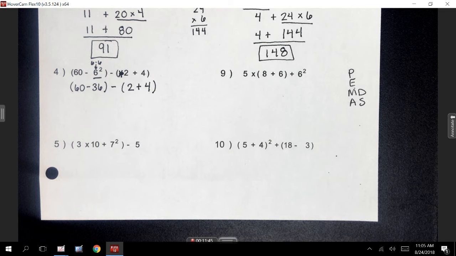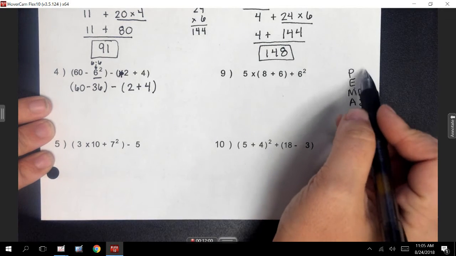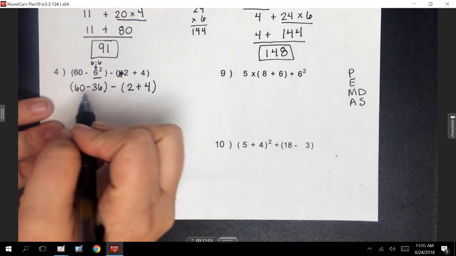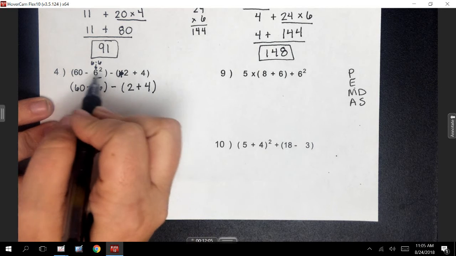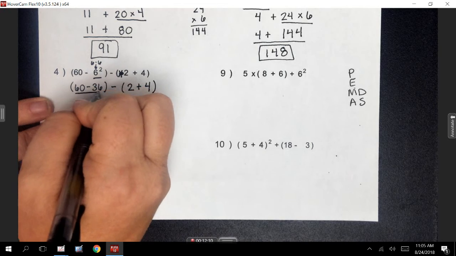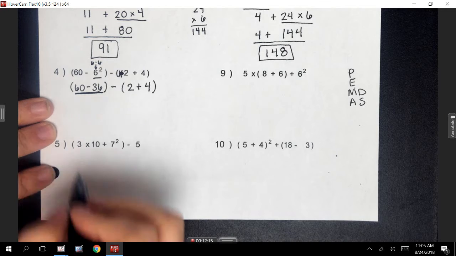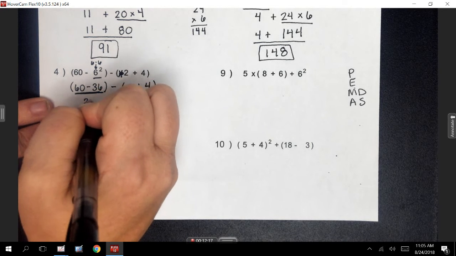We only did one thing. Please make sure we're only doing one thing at a time. I just want to make sure right now we're focusing on doing it in the correct order. You can take shortcuts later on in math, but for right now, I have to see the order you're doing each thing. All right. We still got parentheses. These parentheses are first, so I'm still working on these parentheses right here, the first set. So I'm going to do 60 minus 36. All right, so 60 minus 36 is going to give me 24.